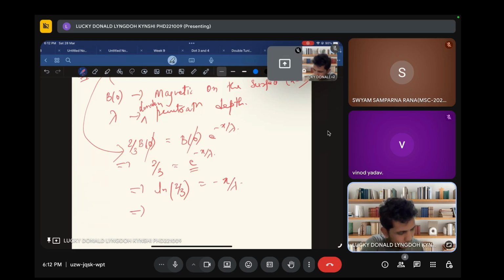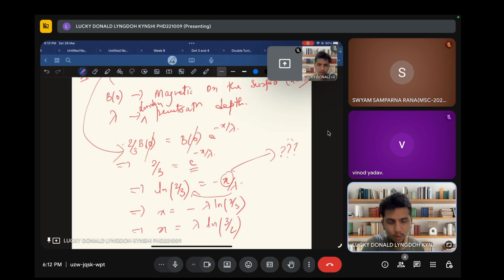Here you have to find out x, the distance in which your magnetic field reduces to 2 by 3 of B naught. So x is equal to minus lambda ln of 2 by 3, or if you invert the sign, you will have lambda ln of 3 by 2. If you invert 2 by 3 to 3 by 2, the negative sign will be gone.